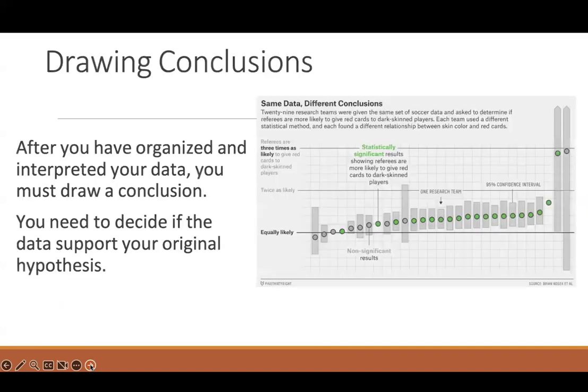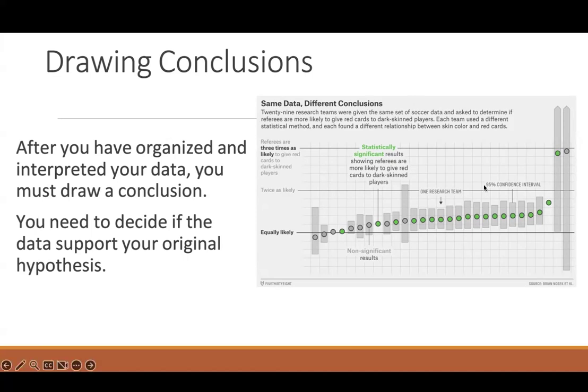So after we've had an opportunity to do those results, we need to go back and think about how our data and our interpretation of our data address our hypothesis. So let's draw a conclusion, an answer to our experiment. After you've organized and interpreted your data, you must draw some sort of conclusion. You need to decide if your data supports or fails to support your original hypothesis. And this picture is really interesting because it shows how, depending on how you choose to analyze your data, directly affects the conclusions you might reach.